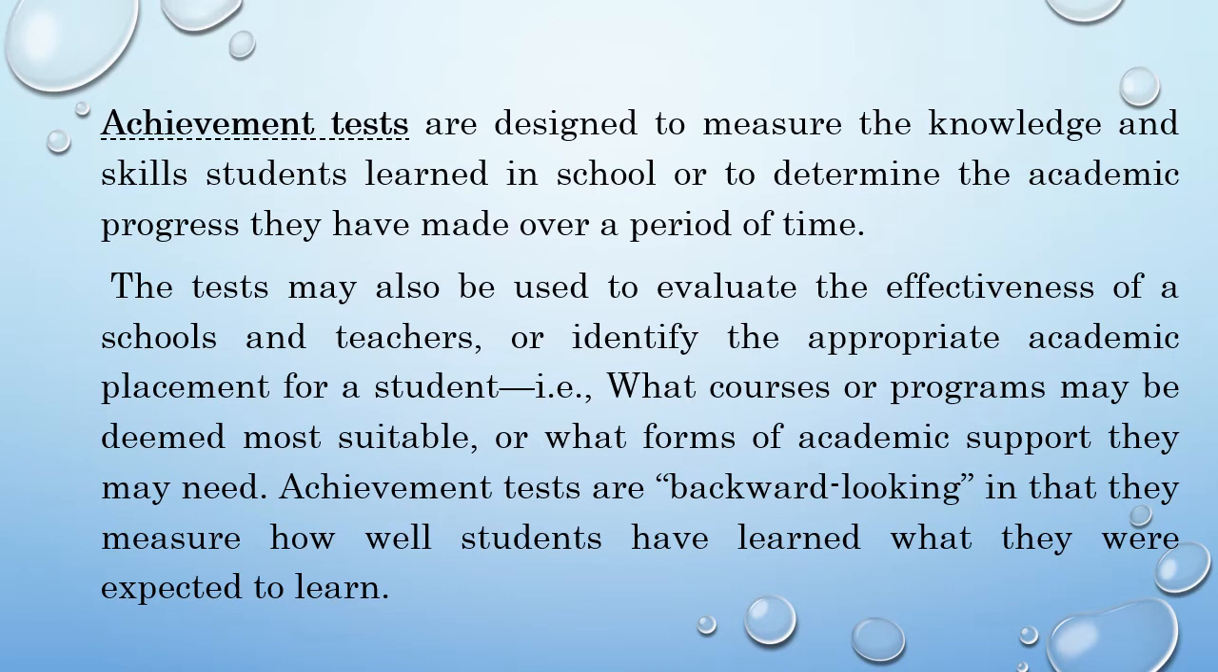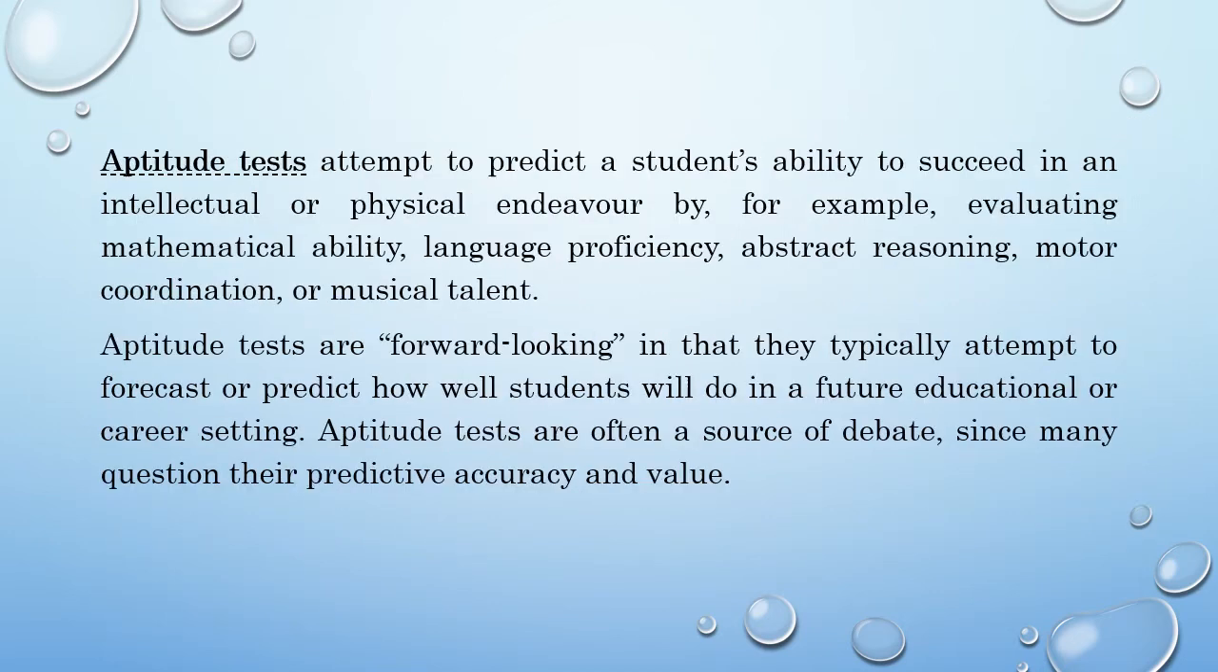Achievement tests are backward looking in that they measure how well students have learned what they were expected to learn, meaning what they already learned. On that basis, what they will learn or what they can do or not, that is decided. So that's why it is called a backward looking test.